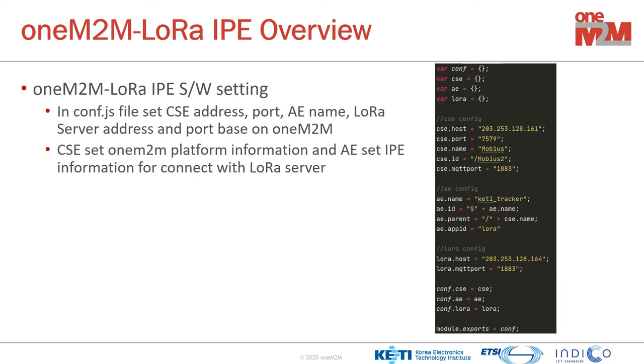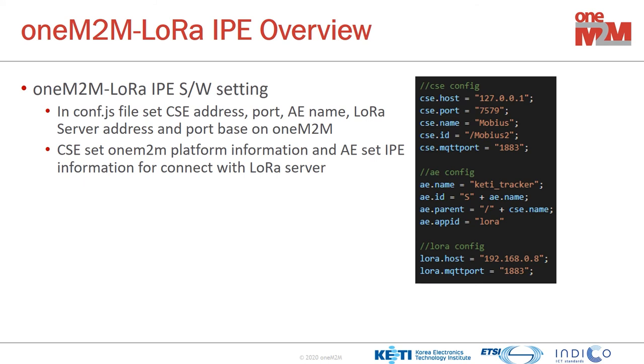So in the configuration file, there are several settings, and for example, you should configure the oneM2M platform. In this case, we use Mobius running on a remote server, or when you install Mobius locally, then the host and port should be different depending on your environment. And this is the MQTT broker or server setting. So if you install the broker locally, or on your own server machine, then you should change the address.